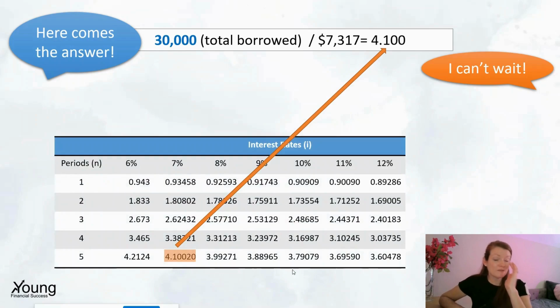So we go to the present value of an annuity chart. We know it's 5 years, so we could go to period 5. We go over until we find 4.100, and that brings us to 7%. It might be off slightly with rounding each time, but whichever one it's closest to is where you would go, or maybe it's in between two percentages. So that helps us define that they are borrowing it at 7%.